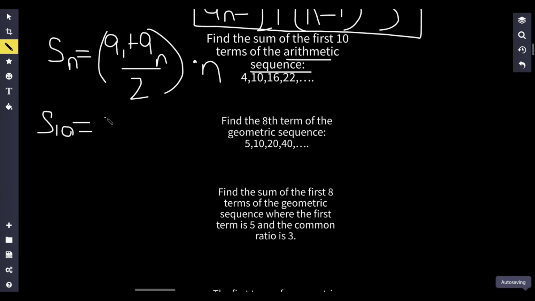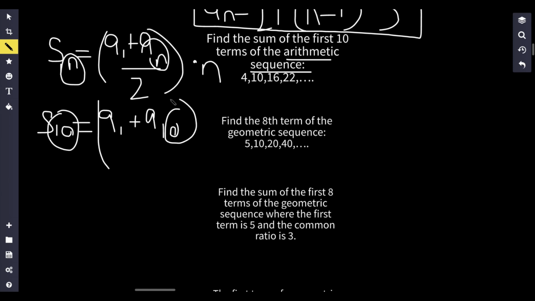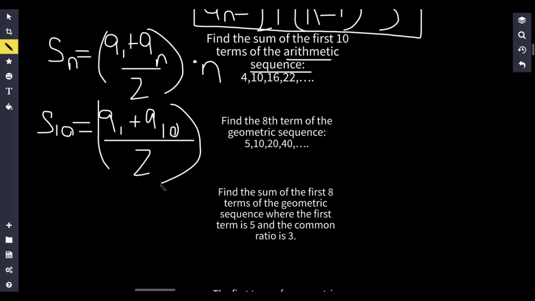So the sum of the first 10 terms is going to be equal to the first term plus the 10th term, right? Everywhere we see n, we replace it with a 10. So it's going to be a sub 1 plus a sub 10 divided by 2, right? It's going to be the average between the first and the last term multiplied by the amount of terms there are. In this case, there's 10 terms, right? We know the first term is equal to 4.